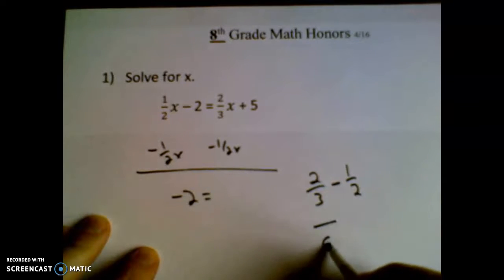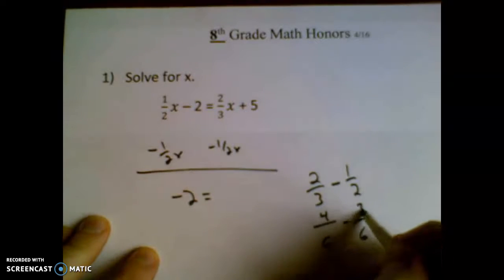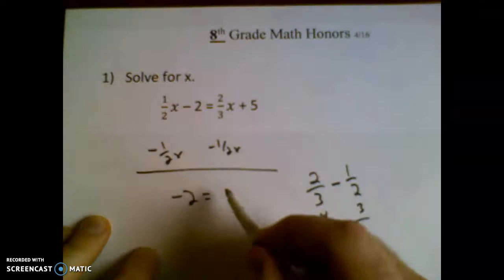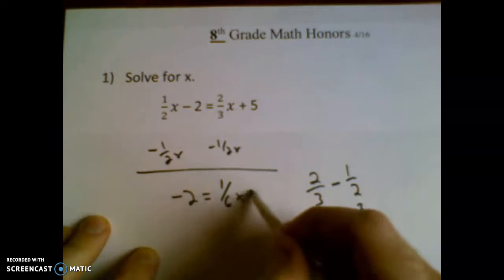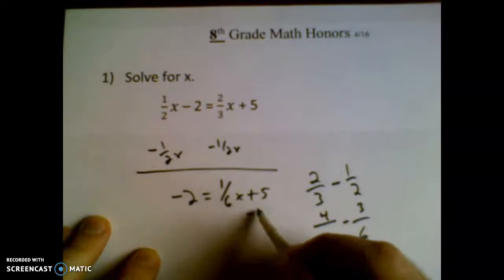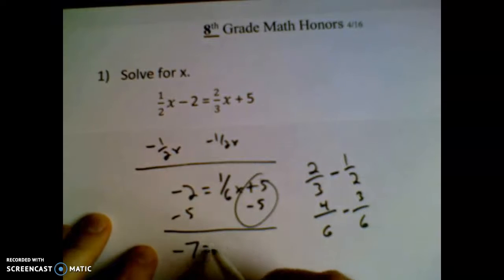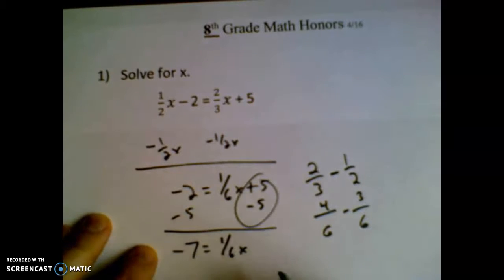I need to find a common denominator. That's going to give me 4/6 minus 3/6, which of course is 1/6 of an x plus 5. And now to get the x's by themselves, I will subtract 5 from both sides. That will give me -7 equals 1/6 of an x.